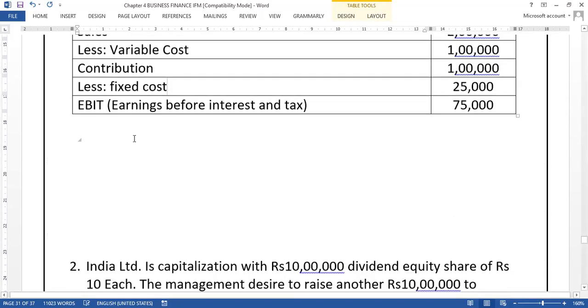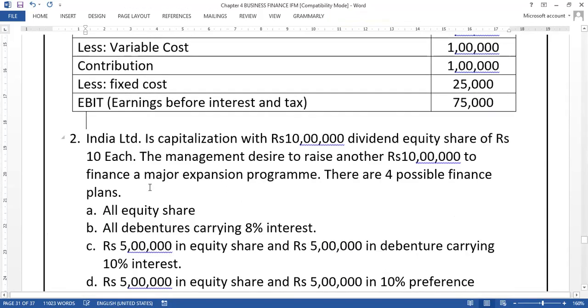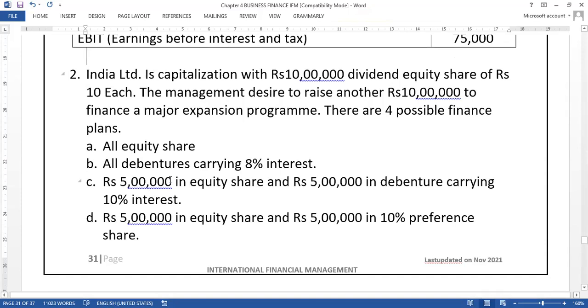Now let us discuss the second important question. You can pause this video and take down this question. Now let us read this question. India Limited is capitalized with rupees 10 lakh, divided into 1 lakh equity shares of rupees 10 each. The management desires to raise another rupees 10 lakh to finance a major expansion program.